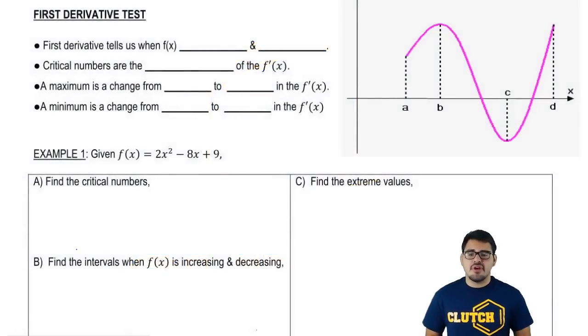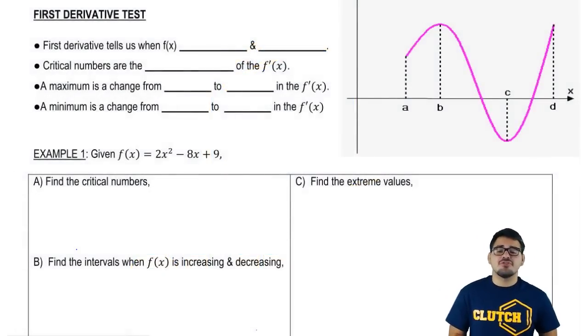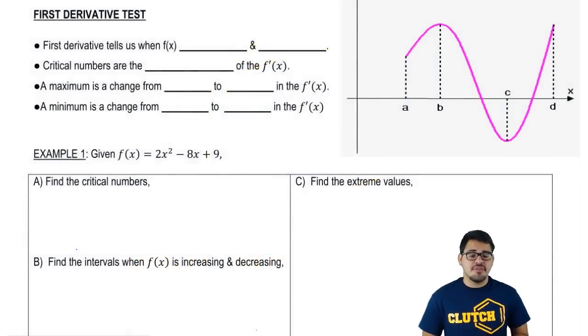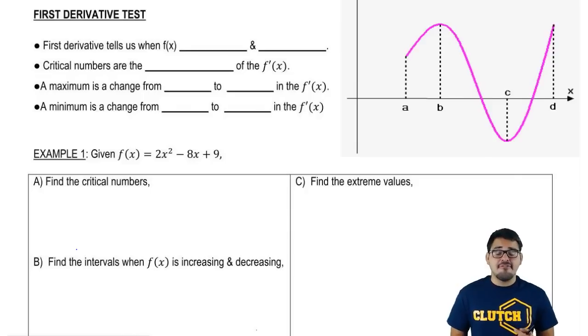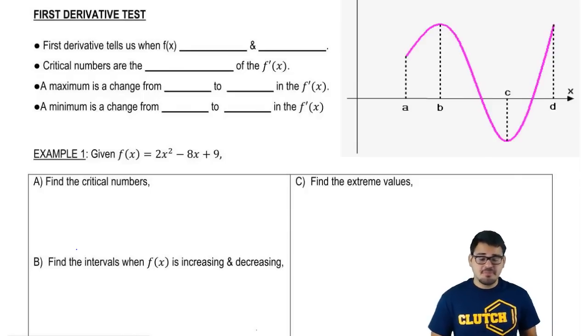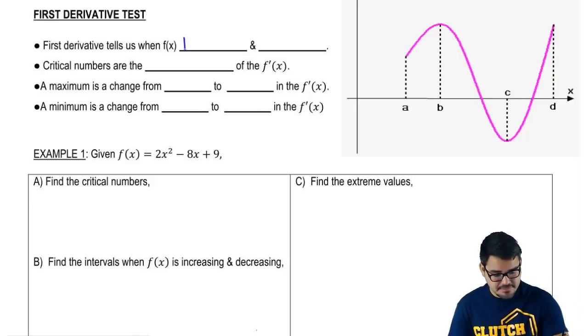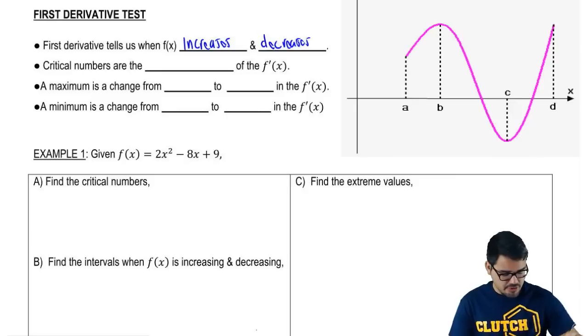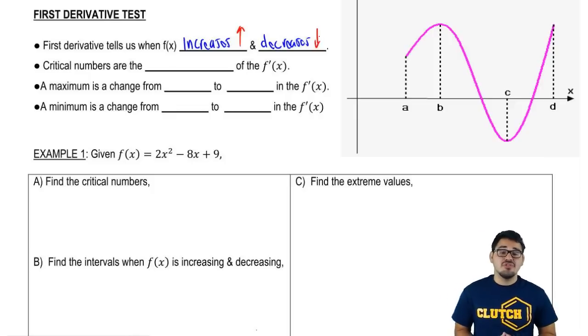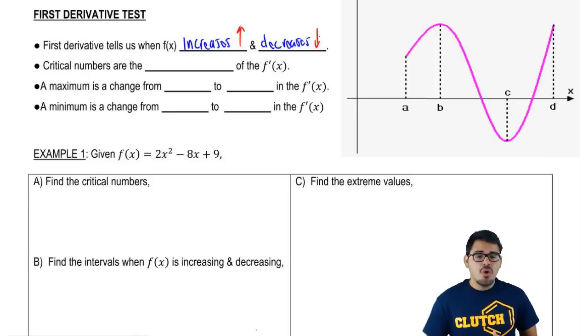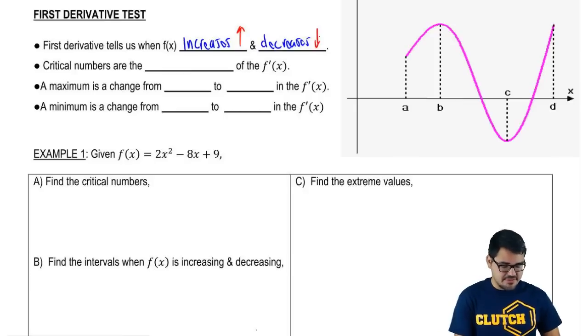So the first derivative, right? There's a lot of stuff that the first derivative can tell us. Starting off with that the first derivative tells us when f of x increases and decreases. And what do I mean by that? Increases and decreases, right? And we're going to give it an arrow up and an arrow down for abbreviations, and you guys will see when I use those. But what do I mean by increasing and decreasing, right?